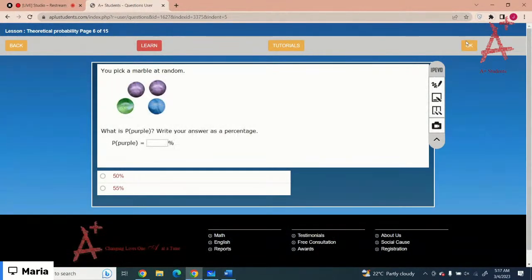Okay, you pick a marble. What is the probability of getting a purple marble? Out of the four, two of them are purple. So the probability of purple is 2 over 4, and multiply it by 100. 2 by 4 means half of them are purple. So the probability for half of them is 50%. That means the probability of getting a purple marble is 50%.